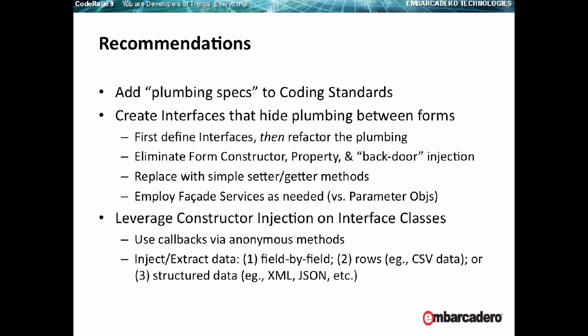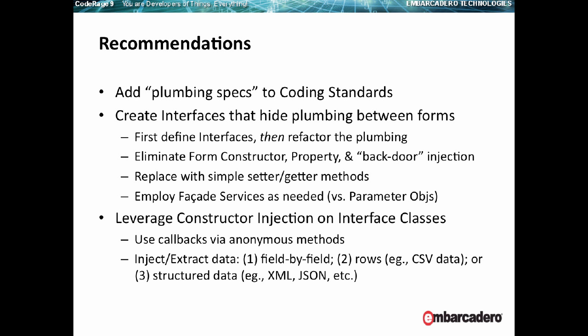So how about some recommendations? Well, the first one would be add plumbing specs to coding standards. I've never ever seen them. It'd be really nice to see them, like somebody actually thought about it. Then create interfaces that hide plumbing between forms. So first define your interfaces, then refactor the plumbing. And what you want to do then is eliminate your form constructors, your properties, and your backdoor injection. And then you want to replace that with simple setter getter methods, like what I did above.